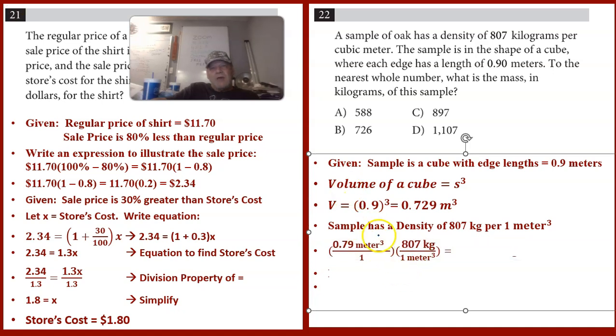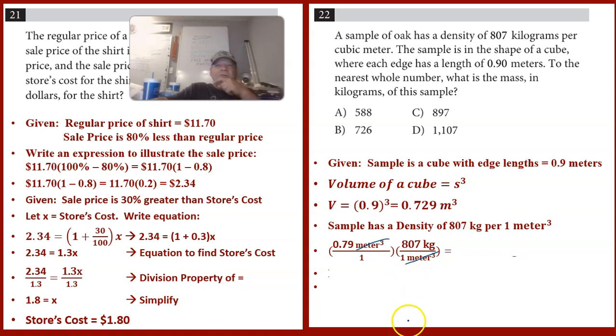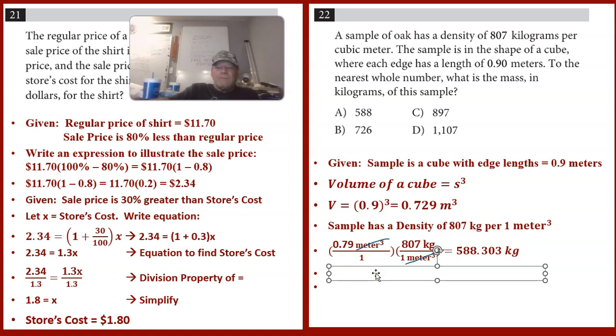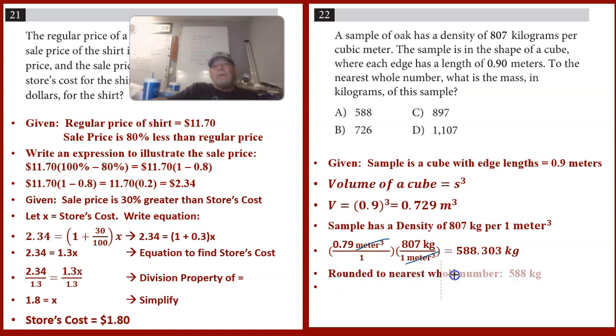So you see how you got a meters cubed and a meters cubed in the numerator and denominator? That's why it's a conversion factor, because we have to change it to kilograms. And now it just becomes 0.79 times 807. That ends up being 588.303 kilograms. And we need to round that to the nearest whole number.